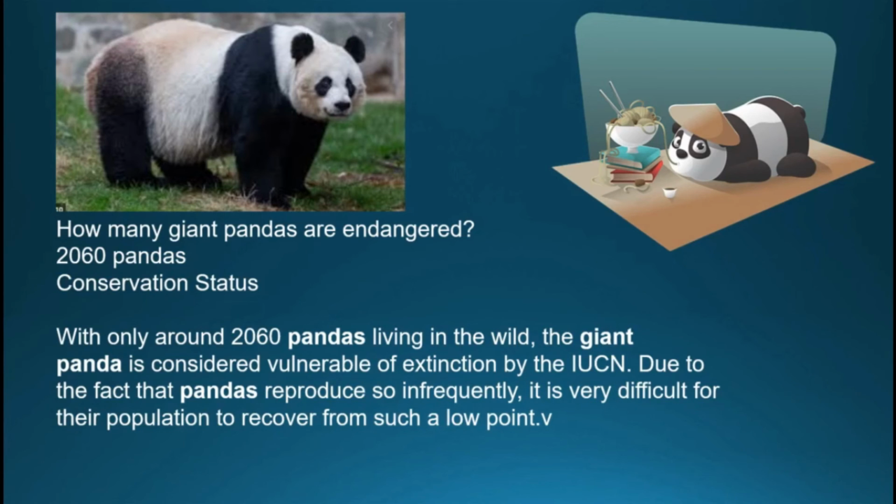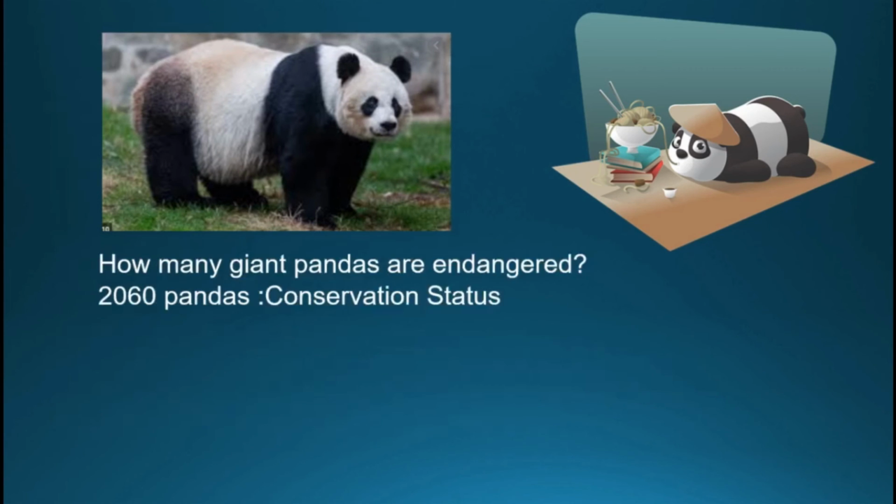Pandas mainly depend on bamboo because it eats bamboo. Second point, pandas reproduce so infrequently, so their population grows very slowly. These two points are very important for their low population growth. As the human population increased, they have started using more and more bamboo for their personal use.